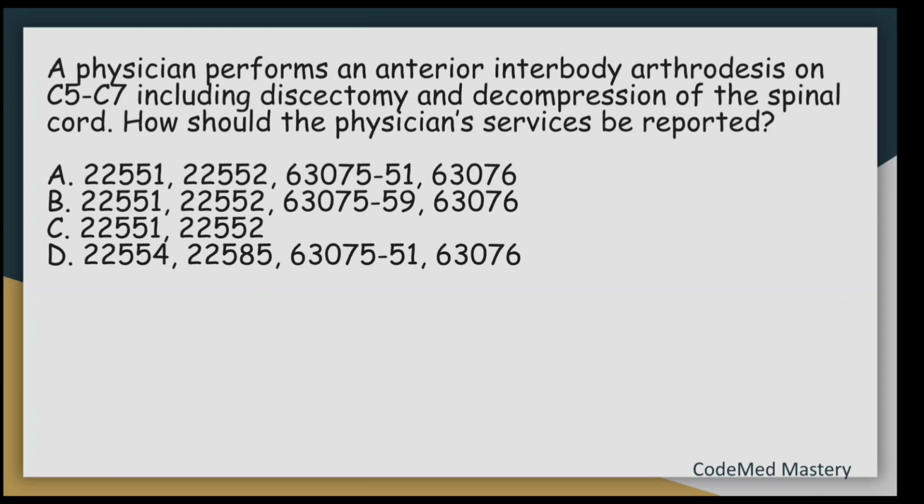Read the question. A physician performs an anterior interbody arthrodesis on C5 to C7, including discectomy and decompression of the spinal cord. How should the physician services be reported? You may get confused when you look at many codes. So, first, let us check the first code from each option. Okay. So, in option A, B and C, they have given 22551 and in option D it is 22554. So, first let us check these two codes, 22551 and 22554.